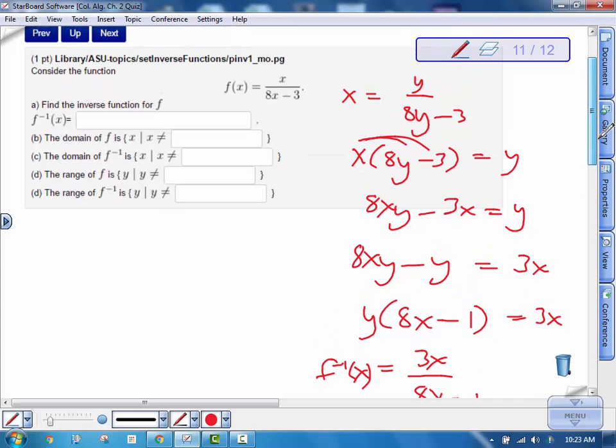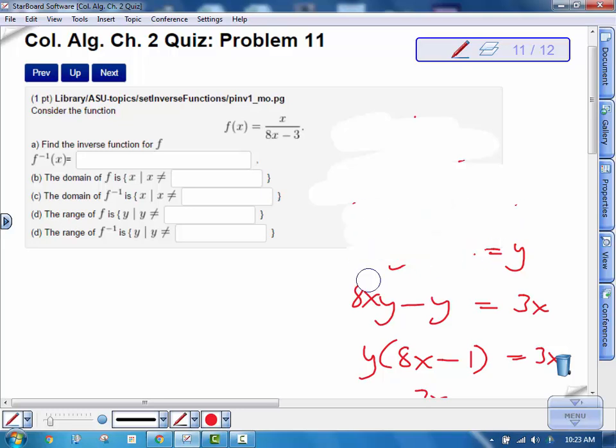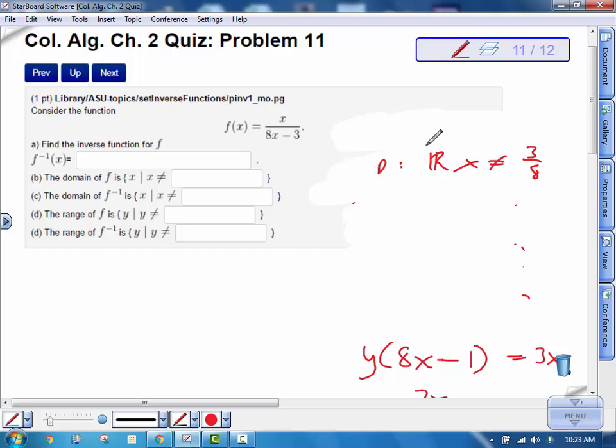Now, the domain and range. These questions are actually pretty easy if you find the domain and range of the original function. So the domain of the original function is all real numbers except for 3/8. So I'd say all reals, x cannot be 3/8 because 3/8 gives a 0 in the denominator. The range is all real numbers except for y cannot be equal to 1/8 because that's the horizontal asymptote according to the formula sheet. It's a fraction of the leading coefficients when the exponent's the same.